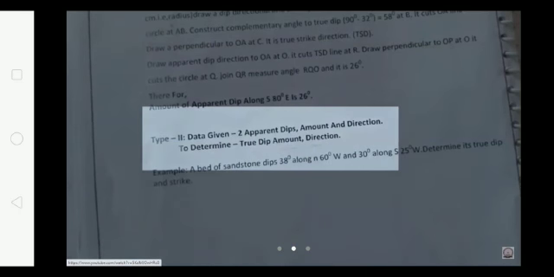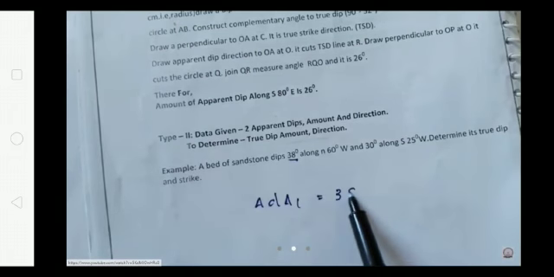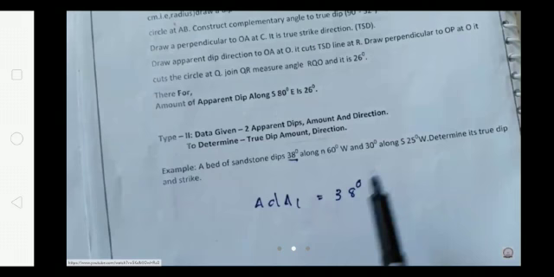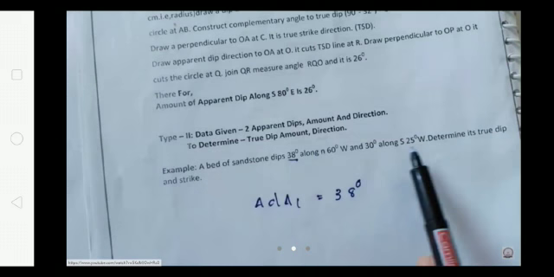A bed of a sandstone dips 38 degree along north 60 degree west and 30 degree along south 25 degree west. Determine its true dip amount and strike.